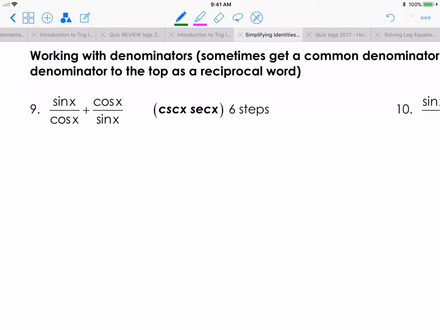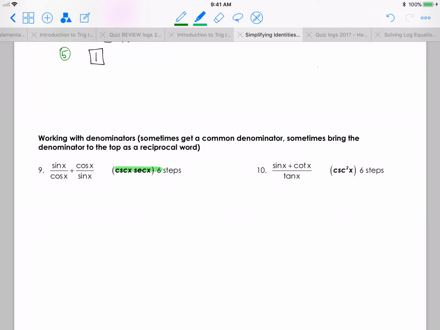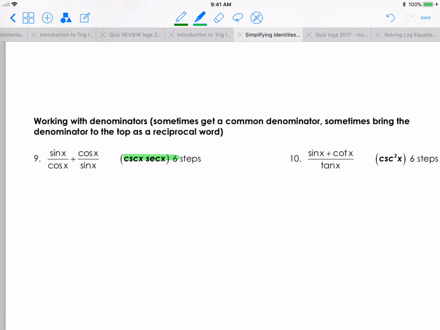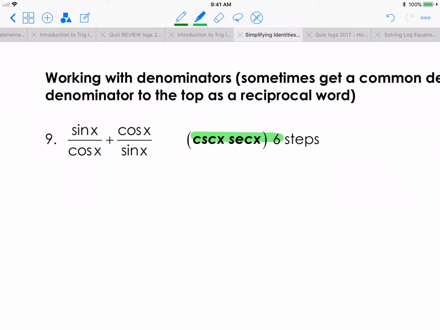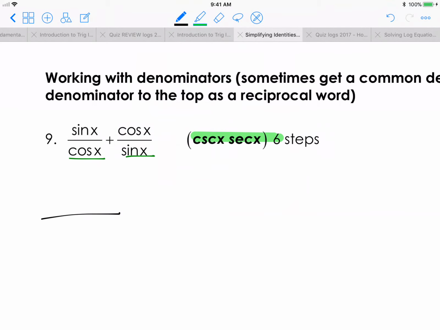We have here two fractions that need to be added together and simplified down to cosecant of x times secant of x. So sometimes when we're working with denominators, we have to get a common denominator. So what in the world does that mean? Well, we need to find a common denominator here. So what's a common denominator between cosine and sine? Well, hopefully everyone said that it's going to be cosine x times sine x.